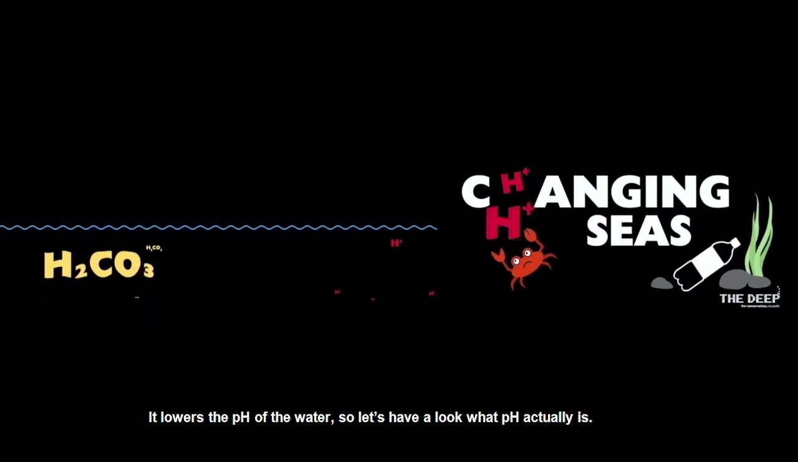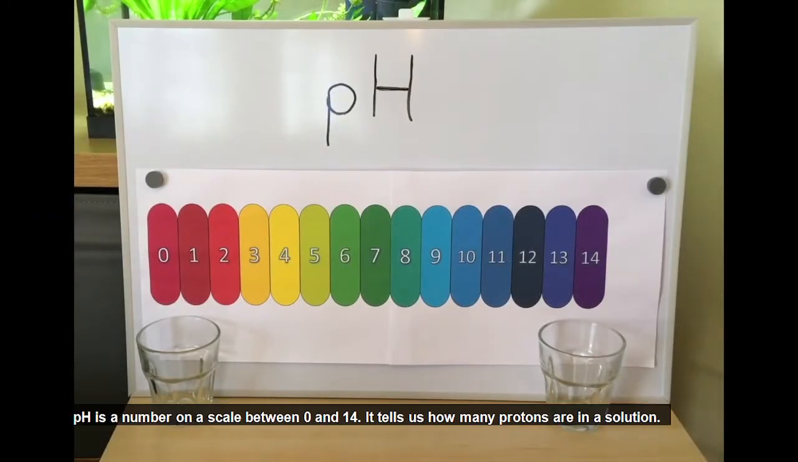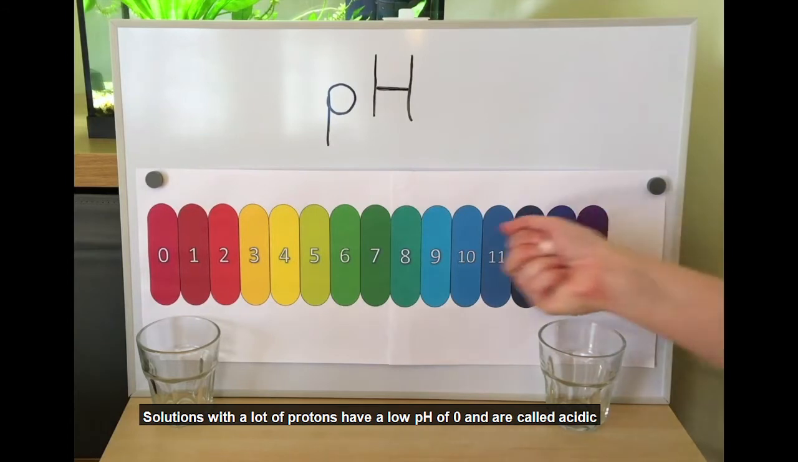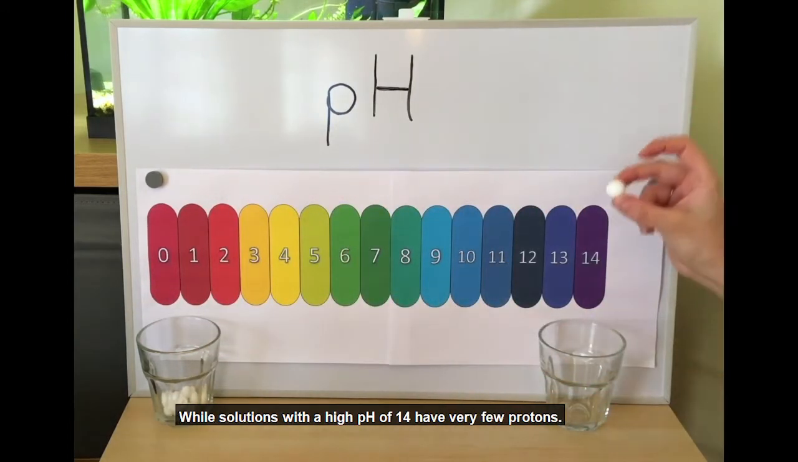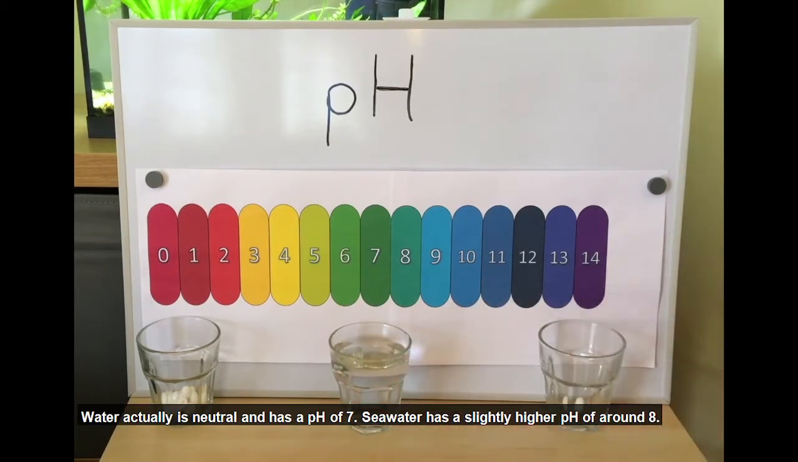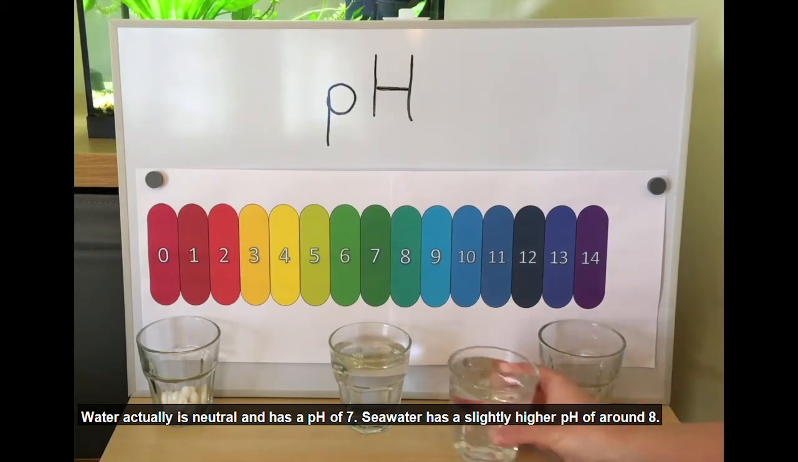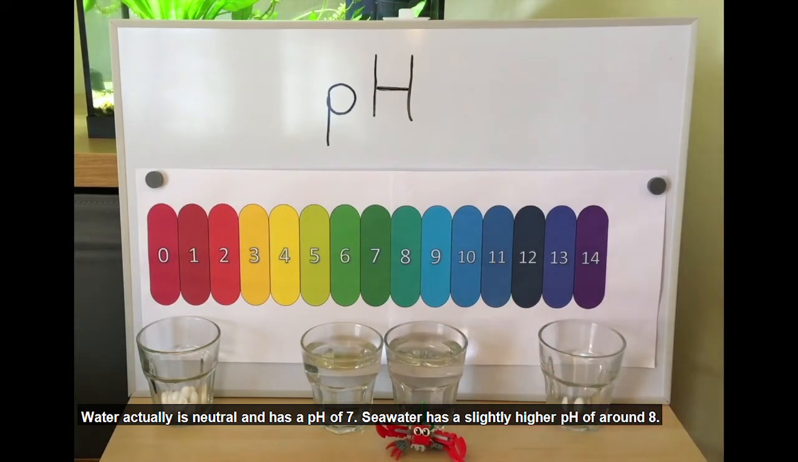So let's have a look what pH actually is. pH is a number on a scale between 0 and 14. It tells us how many protons are in a solution. Solutions with a lot of protons have a low pH of 0 and are called acidic, while solutions with a high pH of 14 have very few protons. Water actually is neutral and has a pH of 7. Seawater has a slightly higher pH of around 8.